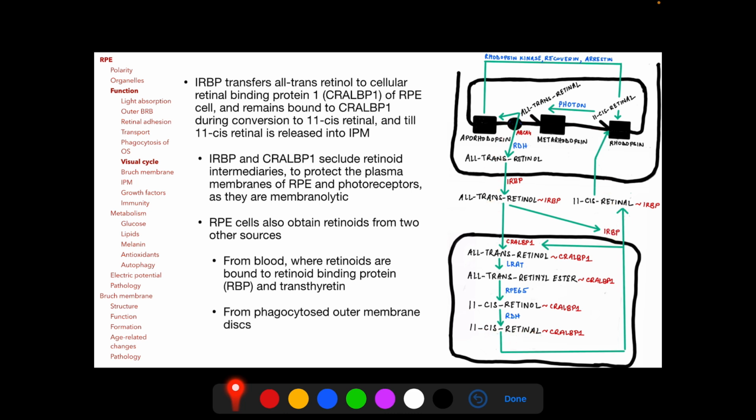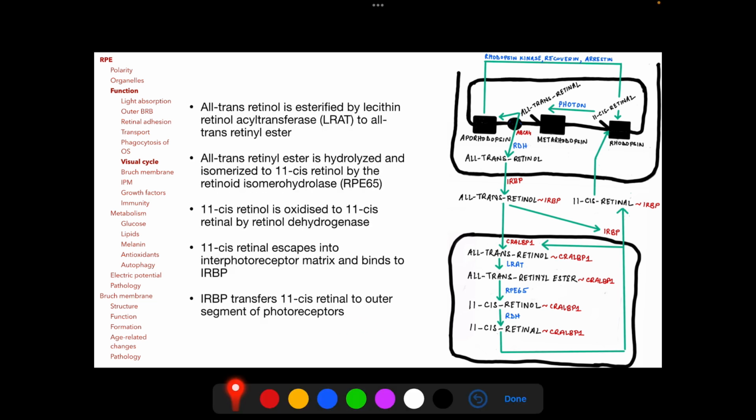Apart from the visual cycle, the RPE cell also obtains retinoids from two other sources, from blood and from phagocytosis of outer membrane discs of photoreceptors. In the RPE cell, all-trans retinol is first esterified by lecithin retinol acyl transferase to all-trans retinyl ester. All-trans retinyl ester is hydrolyzed and then isomerized to 11-cis retinol by the enzyme RPE65, also known as retinoid isomerohydrolase. And then 11-cis retinol is oxidized to 11-cis retinal by retinol dehydrogenase.